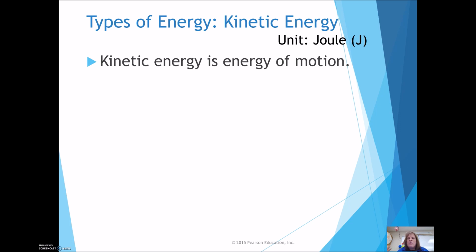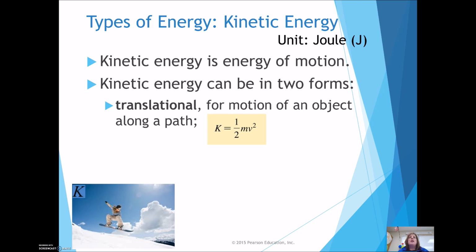So what is kinetic energy? We've talked about what the types of energy are, but we haven't really gone into detail. So let's do that. Let's get some equations here. Remember, the unit of energy is the joule, and kinetic energy is the energy of motion. But kinetic energy can actually be in two forms. It can be translational, for motion along a path. That equation is 1/2 mv squared. The symbol we use for kinetic energy is K.